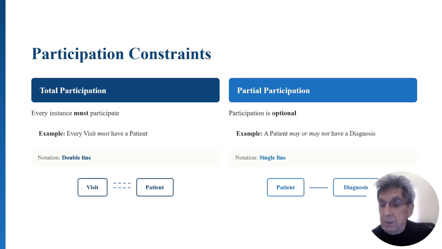This matters for database implementation. Total participation often means a not null foreign key. We'll get into that in more depth later. If every visit must have a patient, then patient ID in the visits table cannot be null.